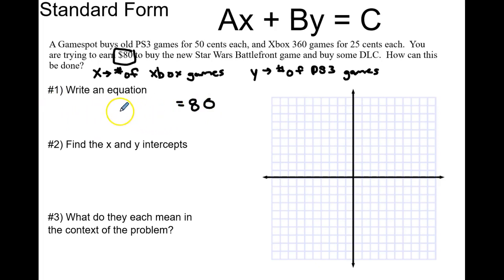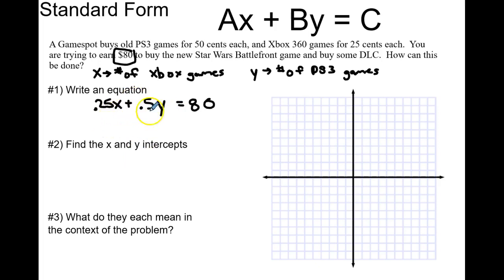So how do we get $80? Well, we need to sell some Xbox games and some PS3 games. We get the money from our Xbox games, we get the money from our PS3 games, and we add those together and hopefully we get $80. What do we want to multiply this X by? We don't want to just add X and Y together because we don't get $1 per game. We want to multiply this X by 0.25, because if we sell one game, we only get 25 cents. If we sell two games, we get 50 cents. What do we want to multiply the Y by? 0.5, because we only get 50 cents per game.